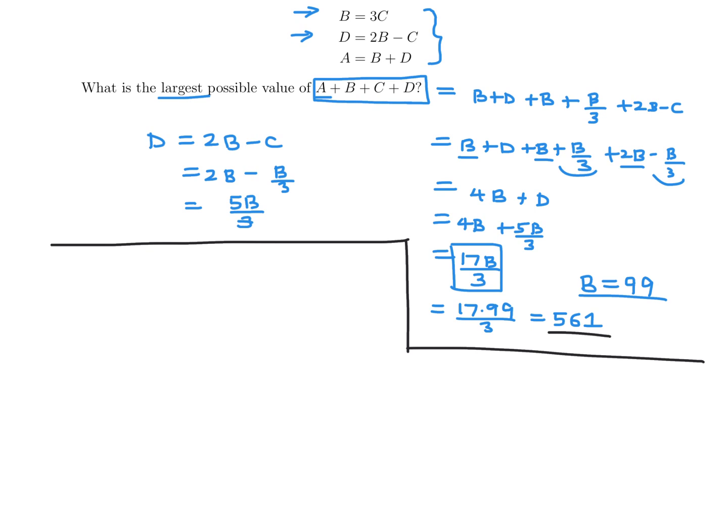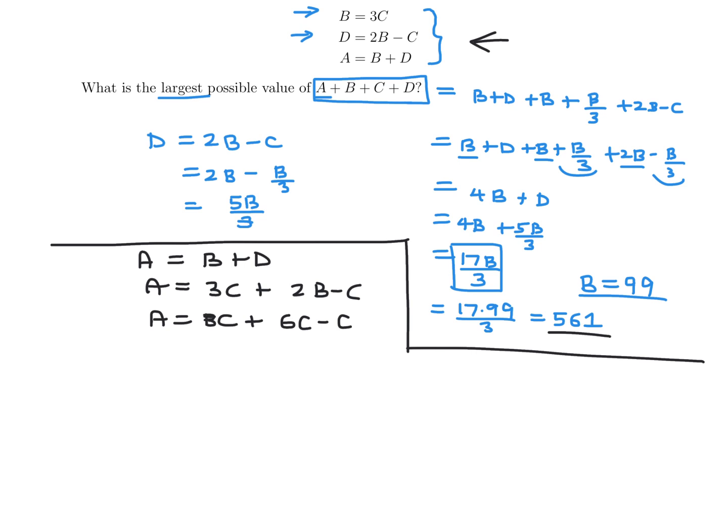Okay, so let's see here. A is b plus d, correct? So that means a would be, again, I have to try to get it into one variable. B is 3c, and d is 2b minus c, entirely based on that. And then that's 3c, and then 2b is going to be 6c, right? I think.